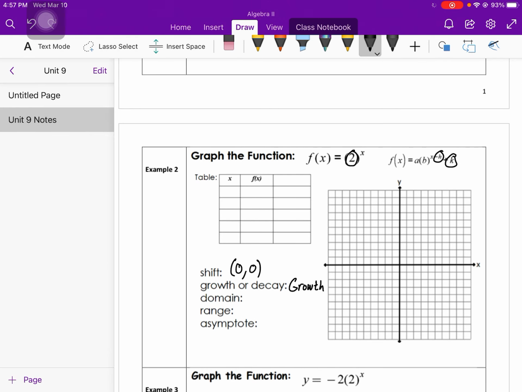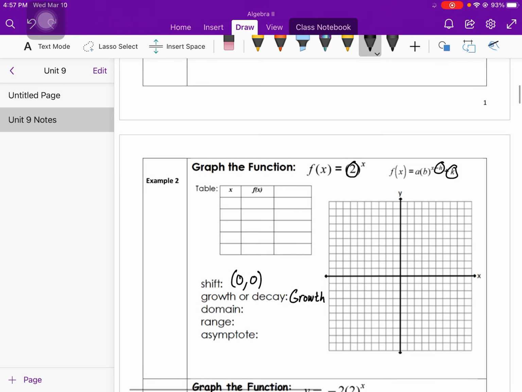Now that we know it's growth and we know that the shift is 0, 0, we're going to do a table. Now for the x values, every single time we're going to use the same ones: -2, -1, 0, 1, and 2. F of x, which is the same thing as y, is what's going to go in this column. Now this is where it's different. You have to think about each of these.